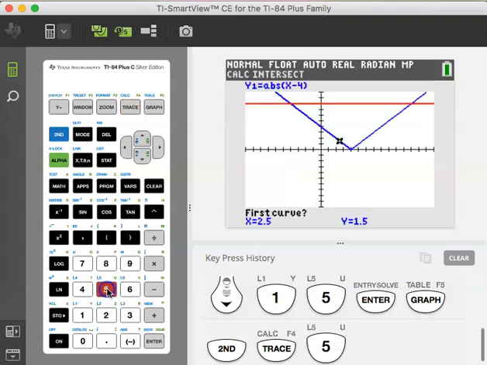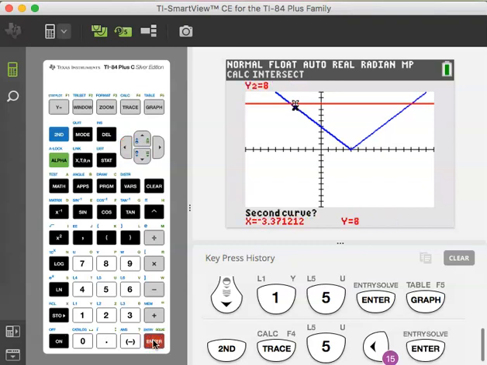So number 5 there is intersect. And Blinky's a little lost right now. There's a question mark down here. Is this the first curve? I'm going to move Blinky up here a ways so that Blinky knows I really want this one first. And then I'll hit enter. And now Blinky went to the red one, which is what I want. I want that horizontal line intersection.